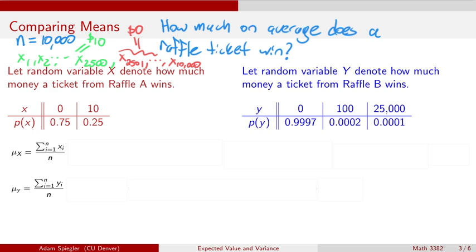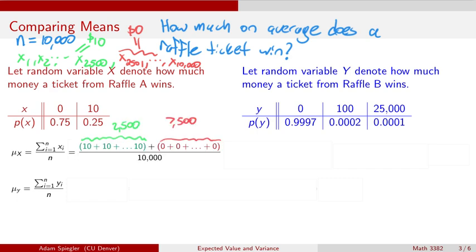So we plug this information into our formula, say if we want to calculate the mean for random variable X, and we have 2,500 people that win $10, the 7,500 people that don't win any. We add up all these values and divide by 10,000, and we can group these values together as follows. So we can take the people that won $10 and add to it the people that won $0 and break up this fraction. So now we've got the 2,500 over 10,000.